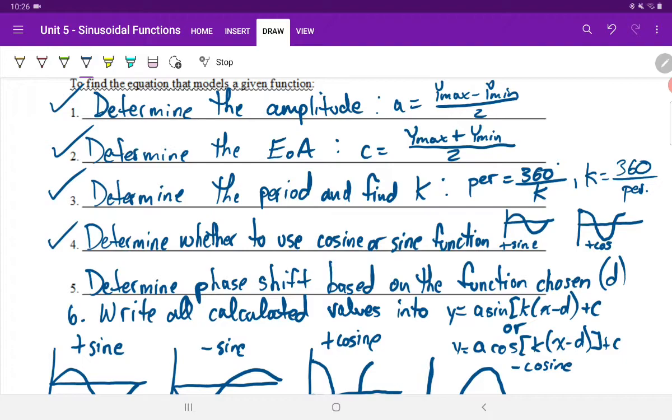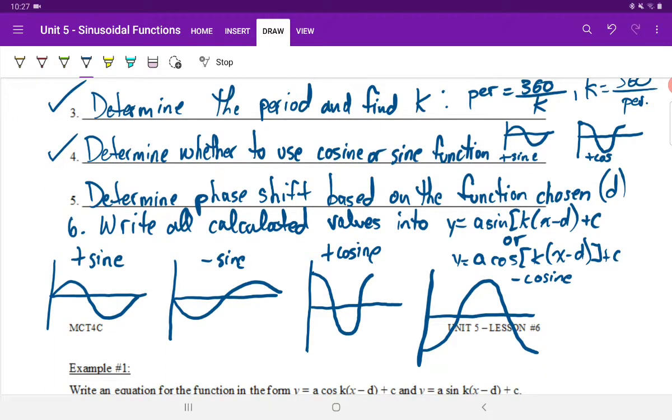Now, remember also that you can get a negative sine function or a negative cos function, and potentially not have any phase shift. But we'll get to that. You'll see that there's a problem we'll work on that deals with that, and we'll look at that when the time comes.